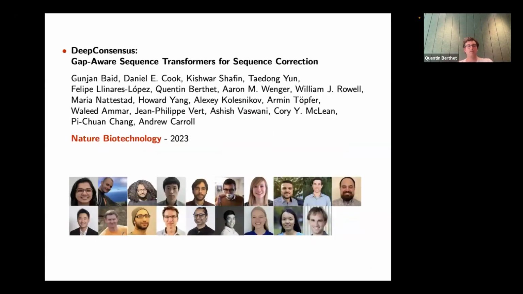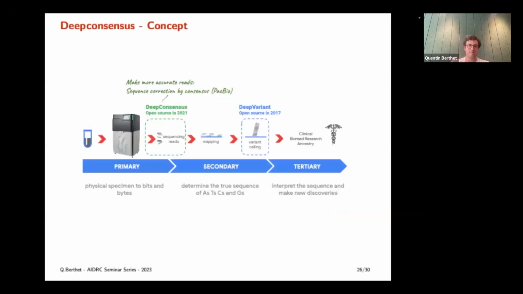Okay, and finally, we have this work. This was with a very large team at Google Research and at Google Health, in collaboration with a biotech company called PacBio. And this was to improve an algorithm called deep consensus. This is a model that tries to do sequence correction with transformers with a loss that's gap aware. So we'll see what this means.